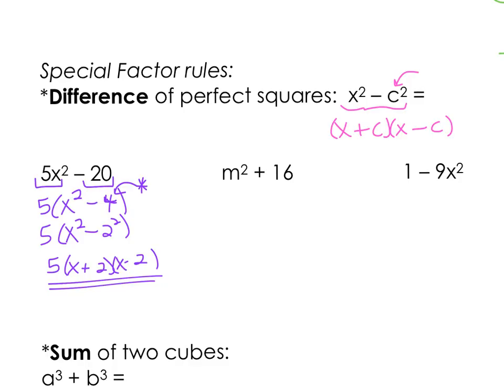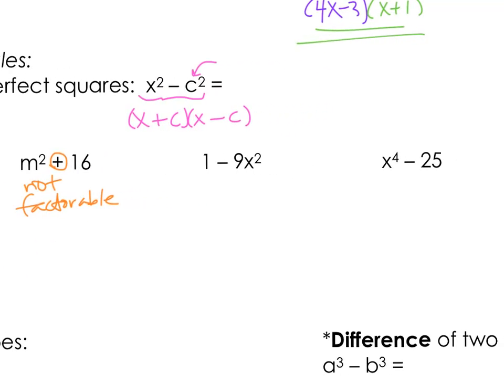The second one might look like it factors, but we have to remember that it only works for a difference. So this only works when you subtract. Therefore, m squared plus 16 is not factorable. That means that entire expression has to stay, and hopefully maybe it would cancel out with something in a denominator. Over here to the right, just a couple more.